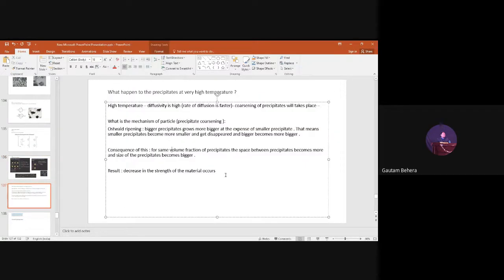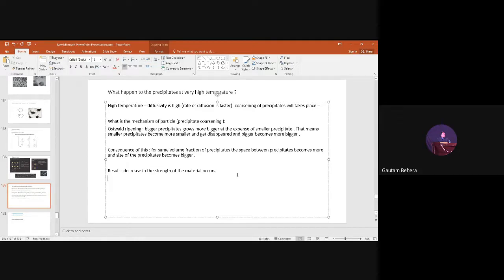Now there is a very interesting point over here. What happens to the precipitate at very high temperature? Suppose you have a precipitation strengthening steel, and you are using that steel at a very high temperature, like 1000 degrees, 1200 degrees. But this is not possible. This is very difficult. We cannot use it. We have to use basically superalloys. Suppose the temperature is high, for example 800, 900 degrees centigrade.